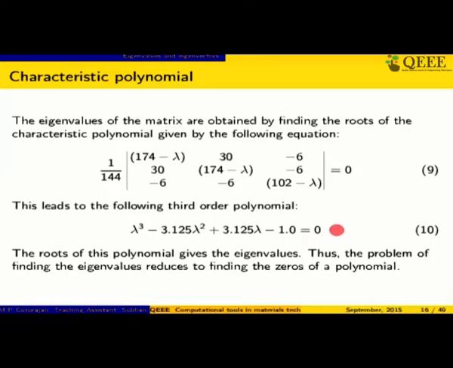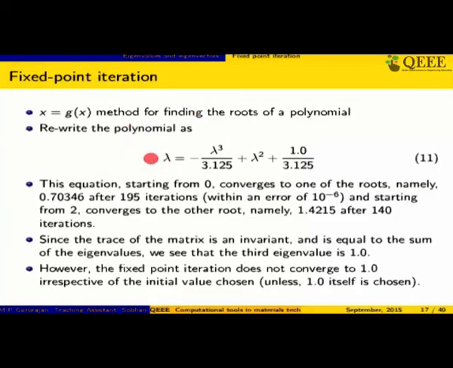So it is 1 minus lambda cube plus 3.125 lambda squared, and divide everything by 3.125. So 1 by 3.125 plus lambda squared, because this is plus 3.125 lambda squared, and 3.125 is what you are dividing, plus minus lambda cube by 3.125. So that is what is written here. I have rewritten the polynomial as lambda equal to minus lambda cube by 3.125 plus lambda squared plus 1 by 3.125. Okay, so now you keep taking values.